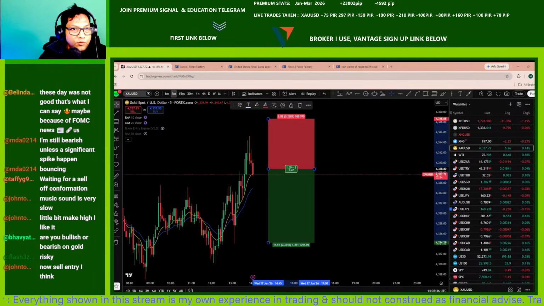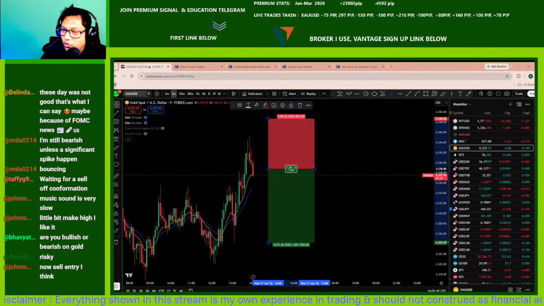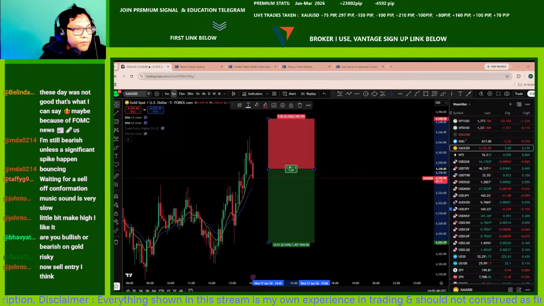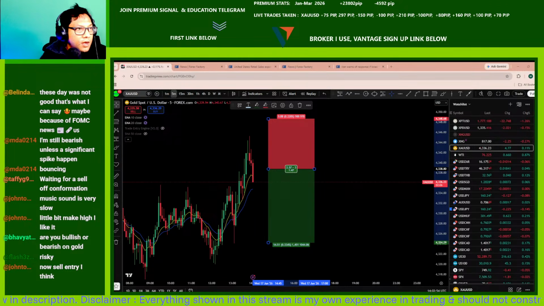Yeah, we have to look at the possible downside now. Stop loss placed at 4348, where the market sentiment changes. And take profit here at 4324.29, looking at a sell entry.